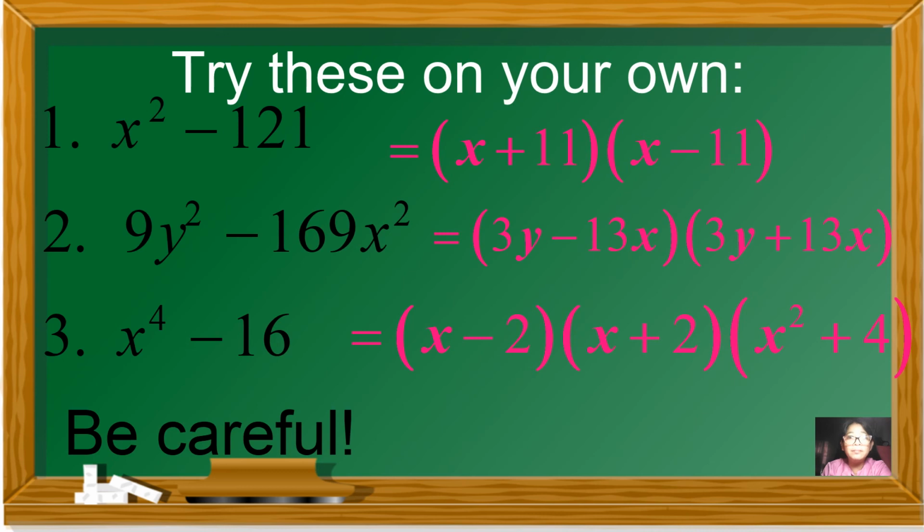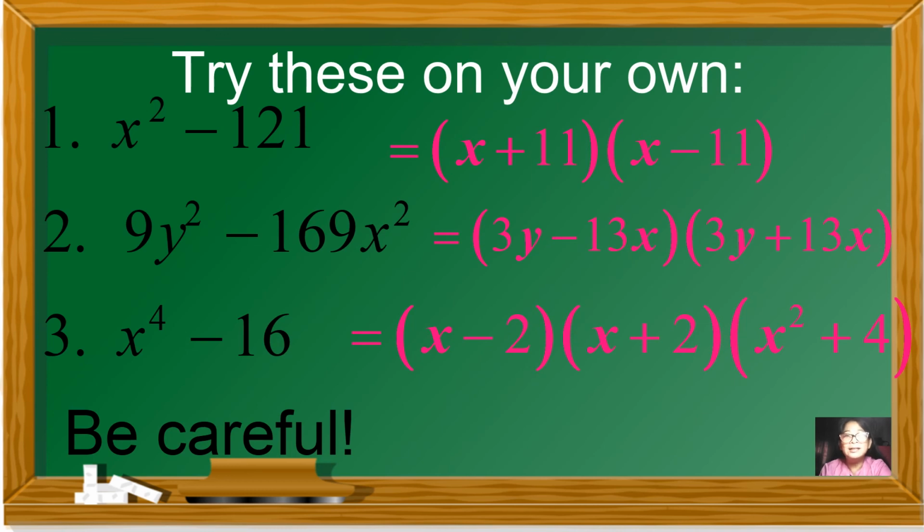So the factors here are x squared minus 4 and x squared plus 4. But x squared minus 4 is still factorable. So the final answer should look like this: x minus 2 times x plus 2 times x squared plus 4. That's why it's written here to be very careful. Okay, I hope you got the answer.